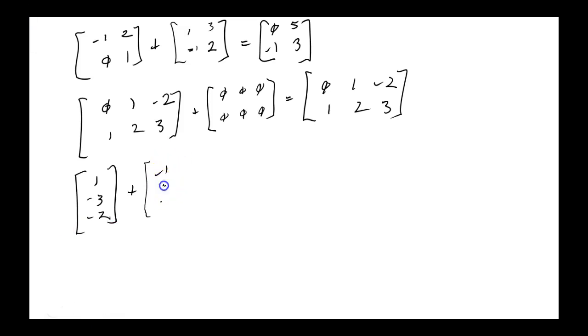Negative 1, 3, 2. Okay, now you add those together, and you can, because that's a 3 by 1 plus a 3 by 1. Both happen to be column matrices or column vectors. But since they're the same size, you can add them, and when you add them entry by entry, that's a 0, that's a 0, and that's a 0. That produces the zero vector of the appropriate size, 3 by 1.